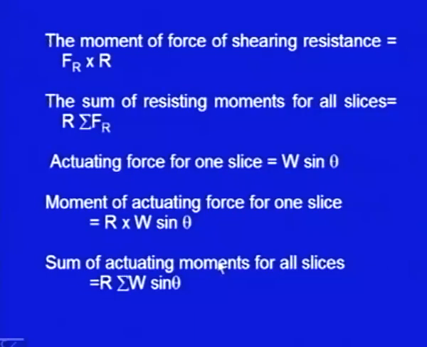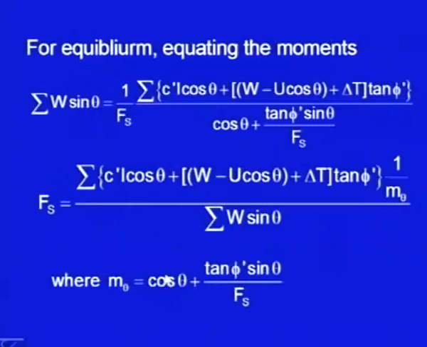The sum of actuating moments for all the slices will be the summation of this quantity, and again r is constant for all slices, so r comes out, and this is the expression we are left with. The sum of the actuating moments will be r summation w sin theta. Now, for equilibrium, equating these moments, because we are considering the mobilized force to be in equilibrium, r into summation of w sin theta will be r into this expression.